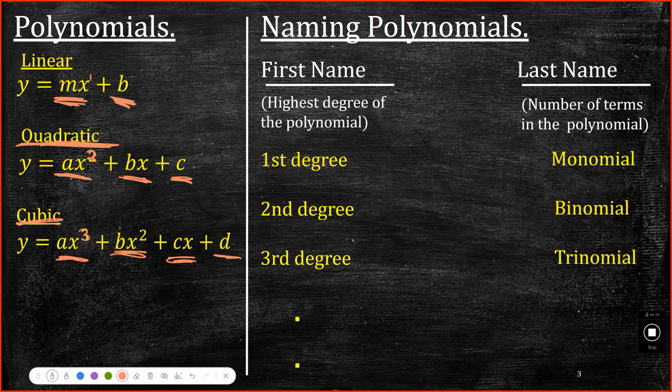Trinomial. And what is going to be for 4? I don't even know what it is, quadrinomial? Well, I don't know. That's enough. We just call it polynomial. Anything beyond 3, just call it polynomial.